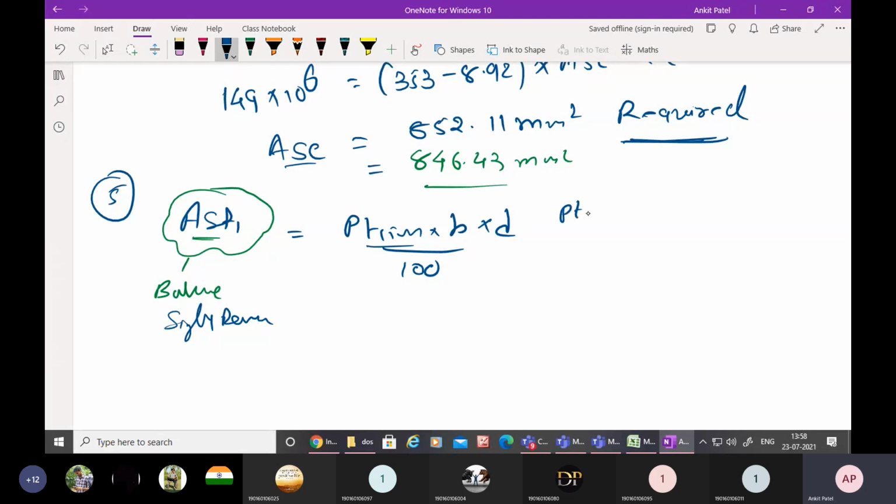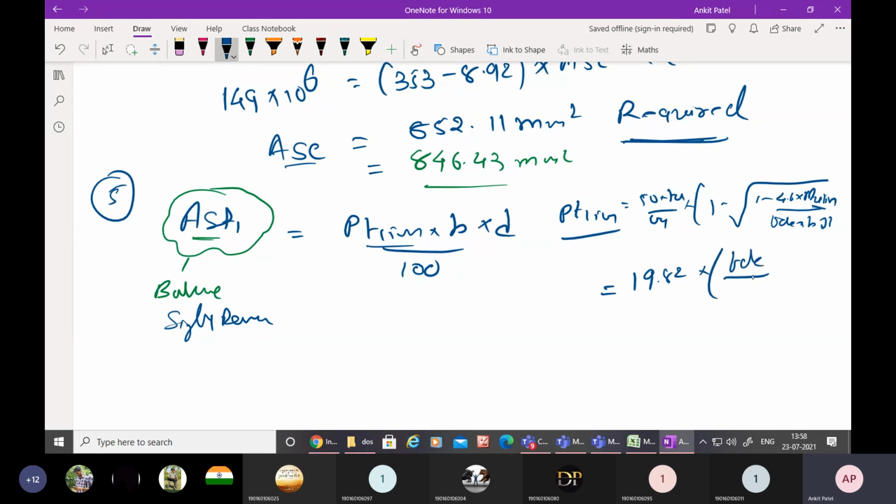Again, I have told you that please derive the equation of PT lim, because we know the equation of 50 FCK by Fy into 1 minus under root of 1 minus 4.6 into Mu lim divided by FCK BD square. So over here, what you have to write down? 0.138 FCK BD square. FCK BD square will cancel out. Then you have to multiply it, again do it. So you will be able to get a small answer, and that is nothing but 19.82 into FCK divided by Fy. So in this equation, if you put the values of FCK and Fy, you will be able to get the answer, that is equal to 0.96%.